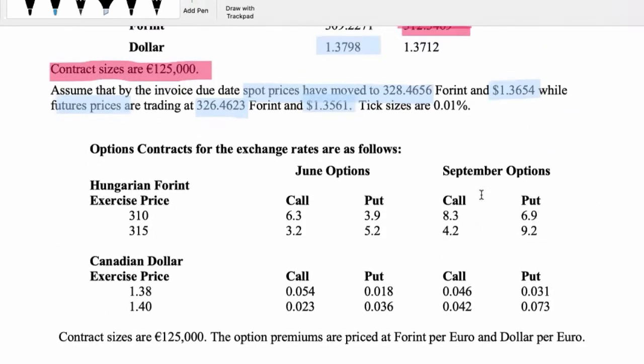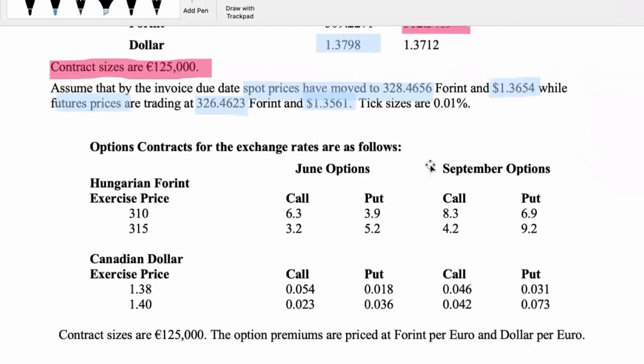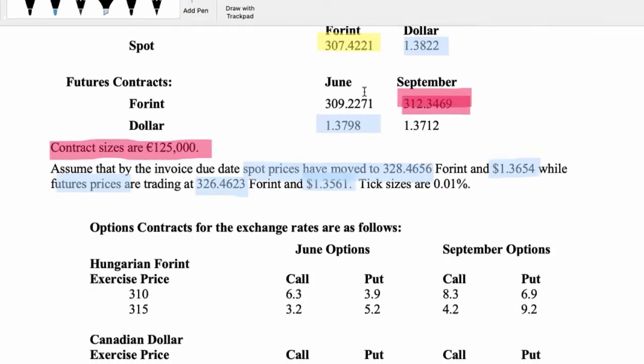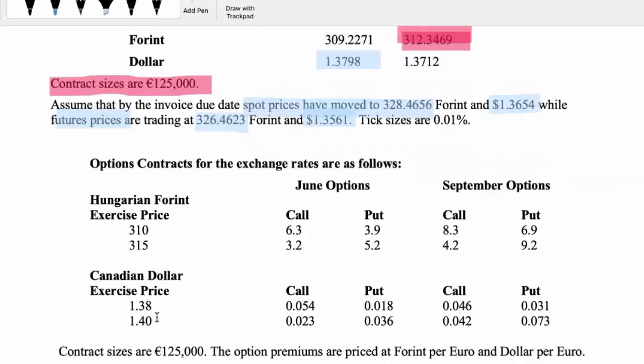So here we have our options contracts. June and September, they happen to be set up just like the futures. Okay, remember these are derivatives, okay? So they're going to have the same kind of expiration months. And we have calls and puts. We have these prices. Do you know what these are called? These are called strike prices, okay? So you're going to be buying or selling into these.